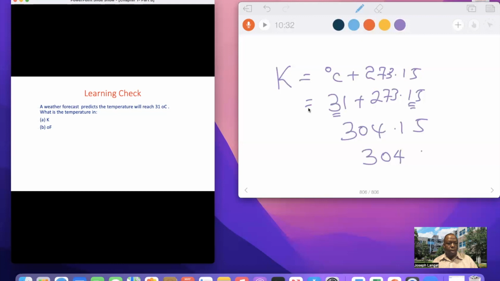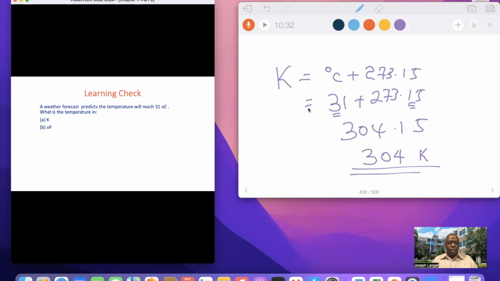This will be Kelvin. We will come back again to why I don't have places of decimal, because 31 has no place of decimal. It's not about significant figures, but places of decimal that determine how our final answer will look. And please don't forget the units.